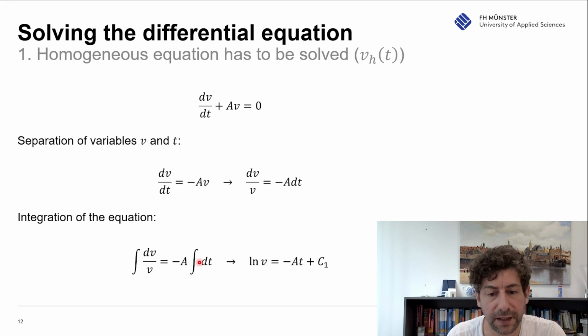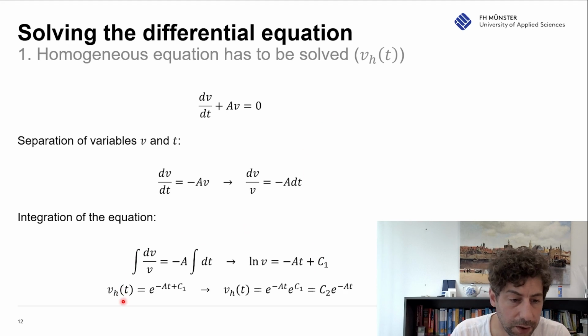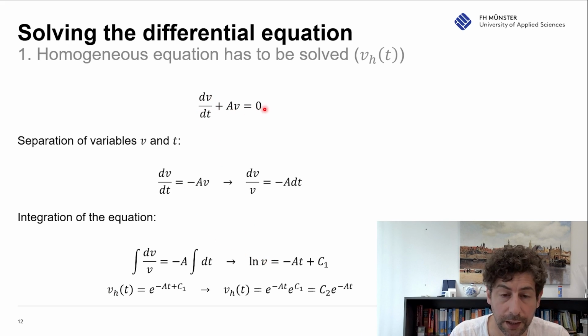And here we don't have any variables, so the integral is a constant, and for this part, which we can take out of the integral because it's a constant, we get now a variable. So we have a minus at plus constant 1. And if we want to solve it further towards v, we have to take the e function. So now we have v, and since it's a homogeneous equation, right, it's equal to 0, we give it a specific index.